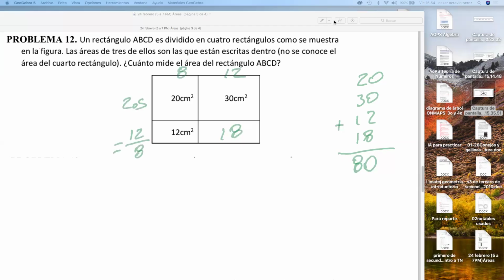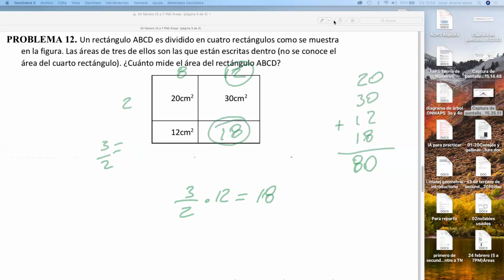It's like 1.5. Okay. But if we multiply this by this, we will have again an 18. This always will be 18.